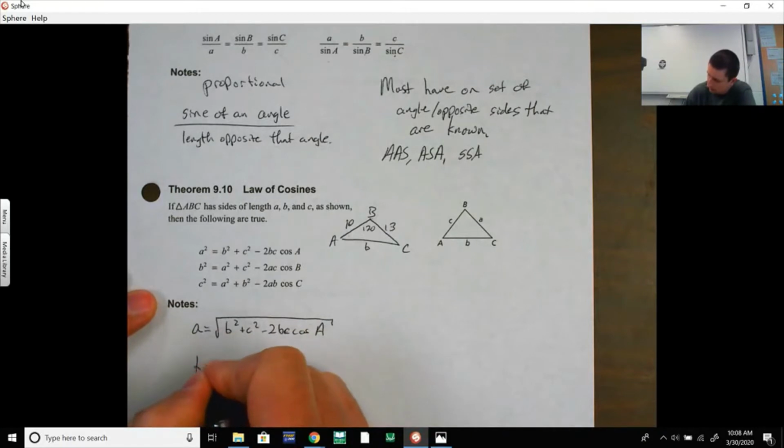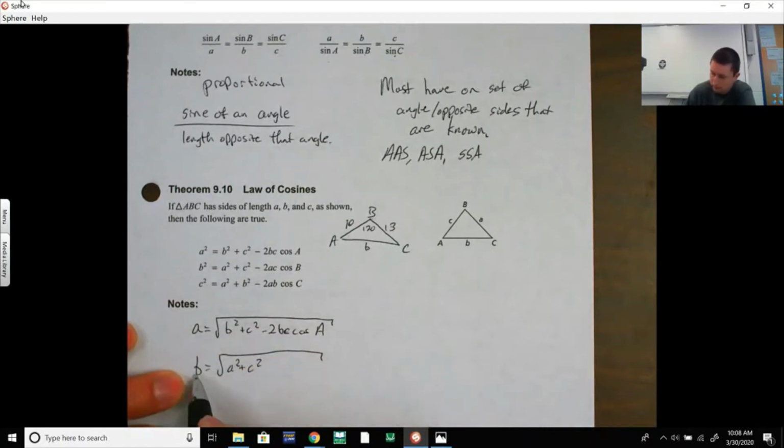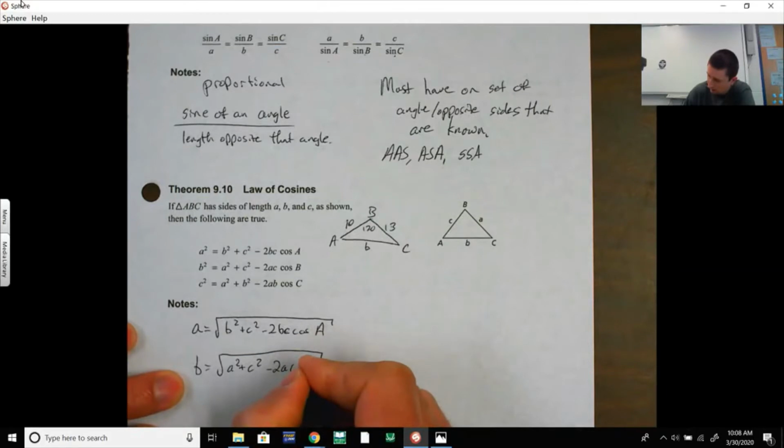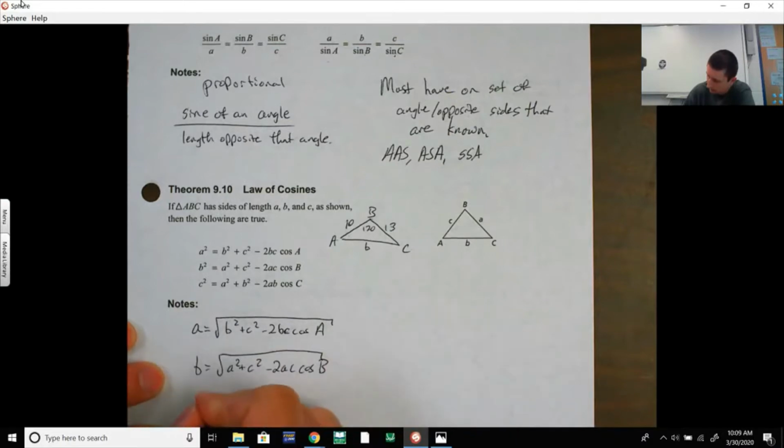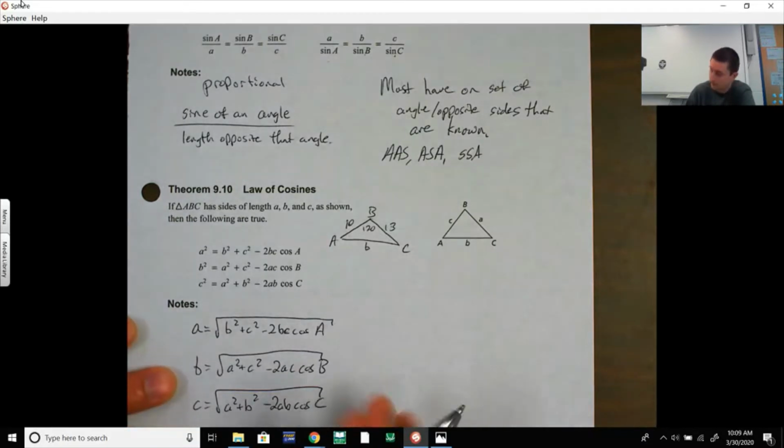Okay, B would be the square root of A squared plus C squared. Notice I'm looking for B, so I have to use the other two sides, A and C, minus 2 times the other two sides, times the cosine of B. And C is the square root of A squared plus B squared, minus 2 times A times B times the cosine of C. So the only time the C shows up is in the angle, not the side length.